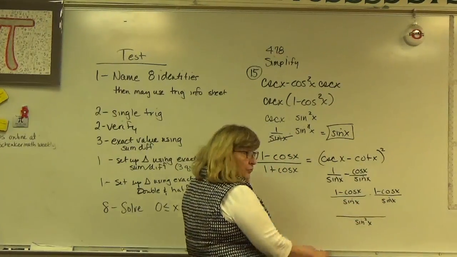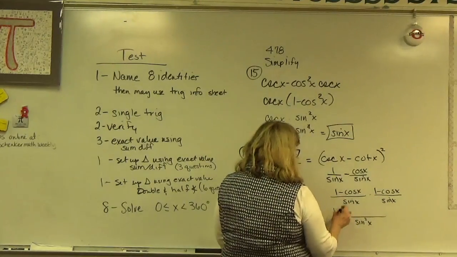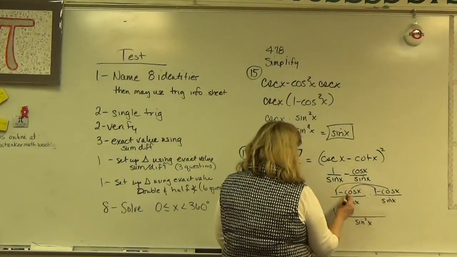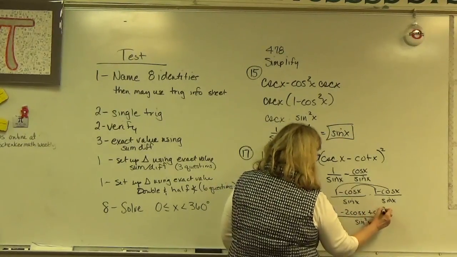Then on top, you've got to do FOIL. So 1 times 1 is 1, the outer and the inner would be a negative 2 cosine, and last times last would be cosine squared.